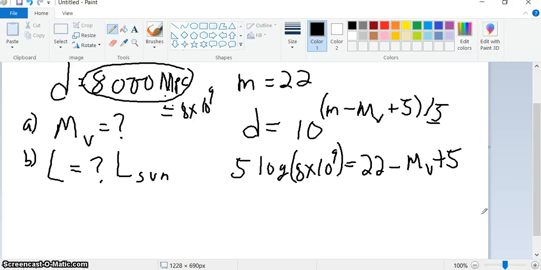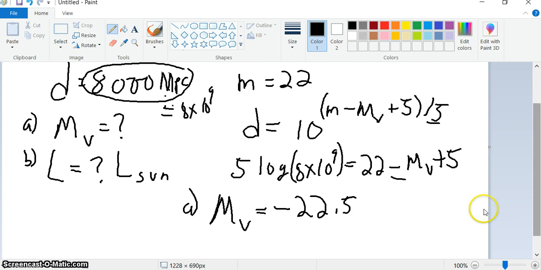Anyhow, you bring the 22 over, so it's really 27 when you bring it over to the other side, and that's negative. But notice it has the negative in front of the absolute magnitude. So the absolute magnitude m sub v, what we called part A, turns out to be negative 22.5. Very bright object. You just solve this, it's not very hard. Take the logarithm of 8 times 10 to the ninth, and make sure you're doing base 10.